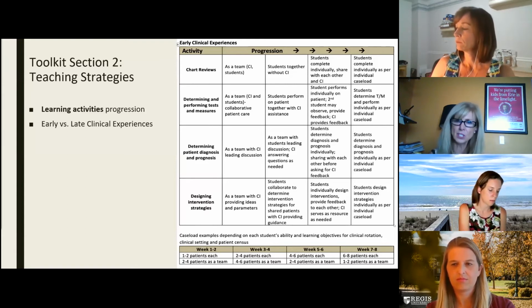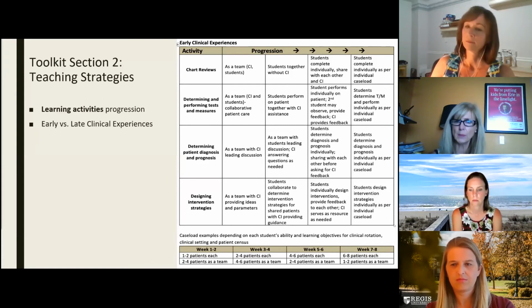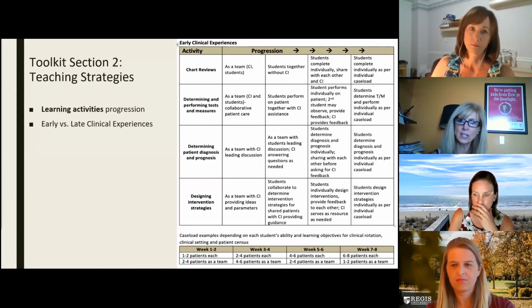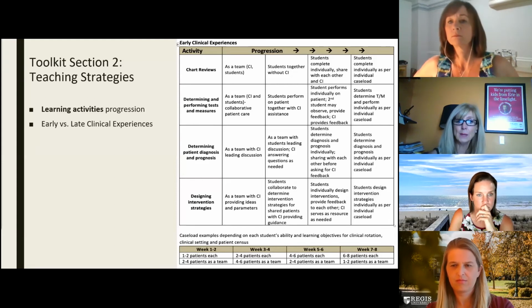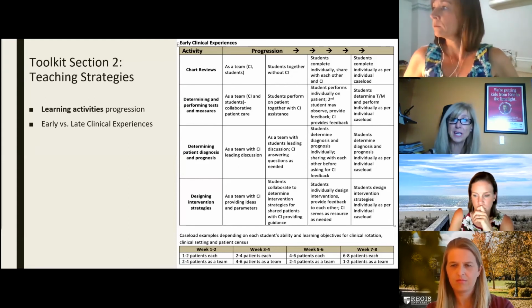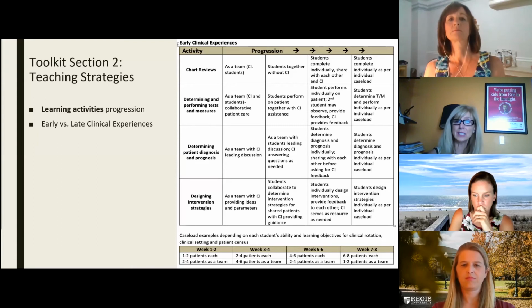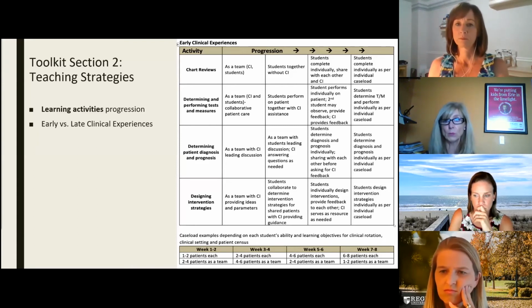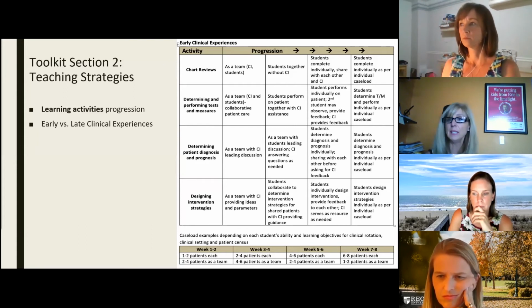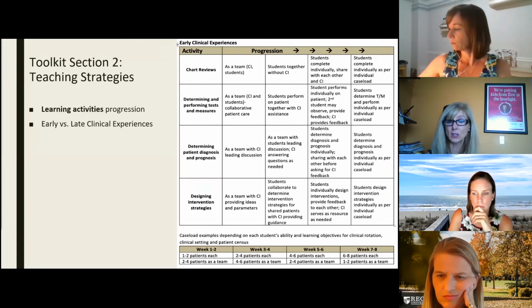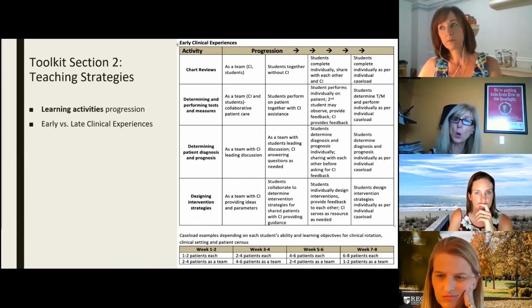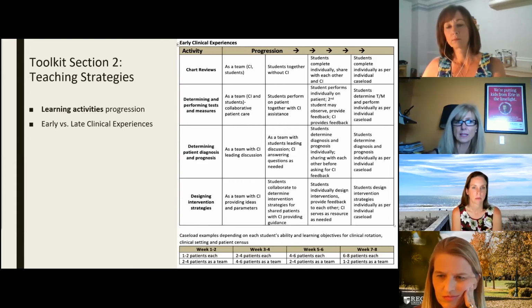And then in the bottom part of that grid, you'll see an example of the question that always comes up: how many patients should a student see on their own, and how many patients should students see together? Of course, it really depends on the team and the patient caseload. But what you'll see is maybe in the earlier clinical experience, they're seeing 1 to 2 patients each, but then they're also seeing 2 to 4 patients each as a team. And if you go down to weeks 7 and 8, maybe each of them is seeing 6 to 8 patients on their own, and then they're sharing as a team 1 to 2 patients that might be more complex.